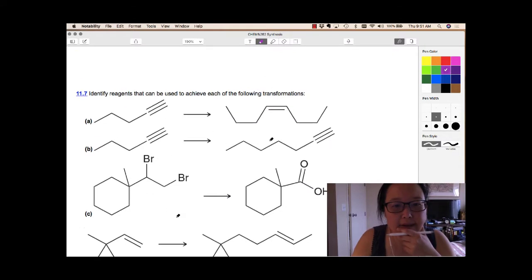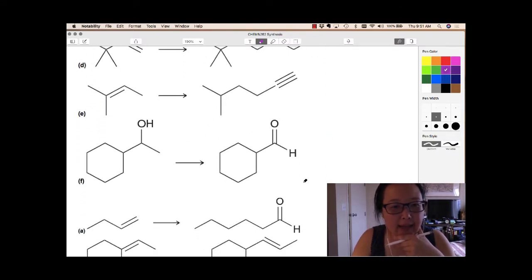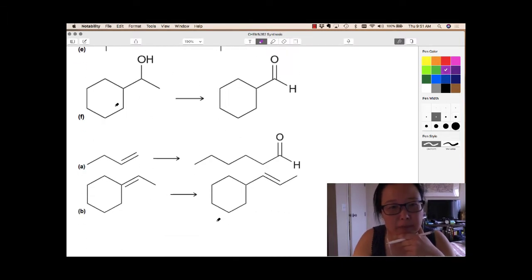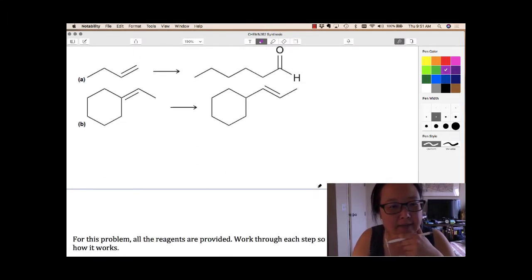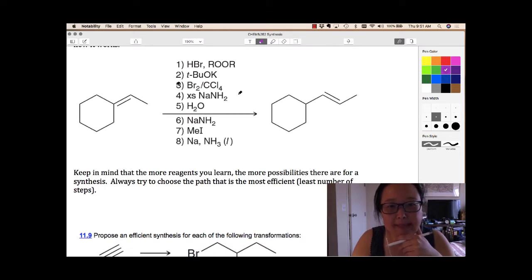I think these are a duplicate of what we just went over, and then I added a few more problems from the book here, so you guys can do that when you want to, if you have some time. For this problem, all the reagents are provided. Let's walk through this step by step and see.